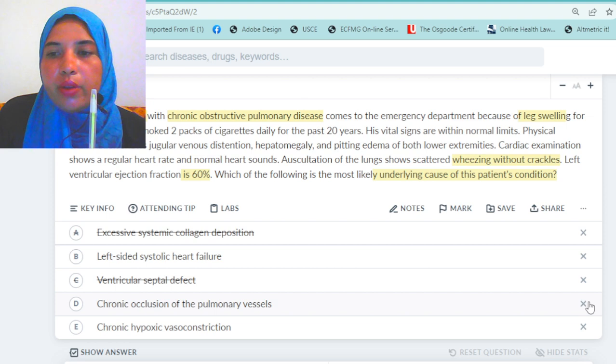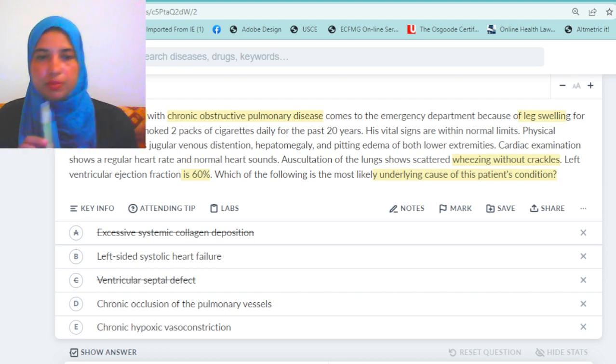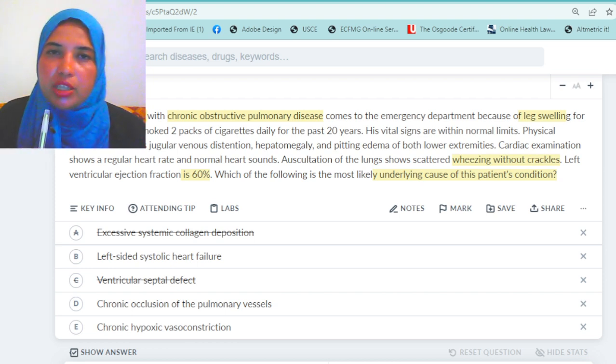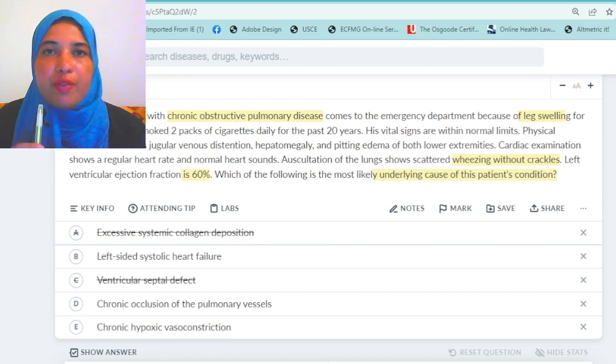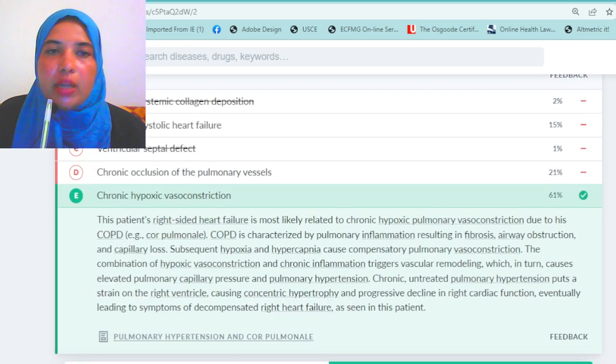Vessels, no, I don't think so. Might be wrong, I don't know. Chronic hypoxic vasoconstriction. I'm gonna go with that as my answer. His ejection fraction is not low enough for me to select heart failure as the main issue. I think, because of his COPD and his smoking history, that hypoxic vasoconstriction is causing that heart failure. So that is the correct answer.